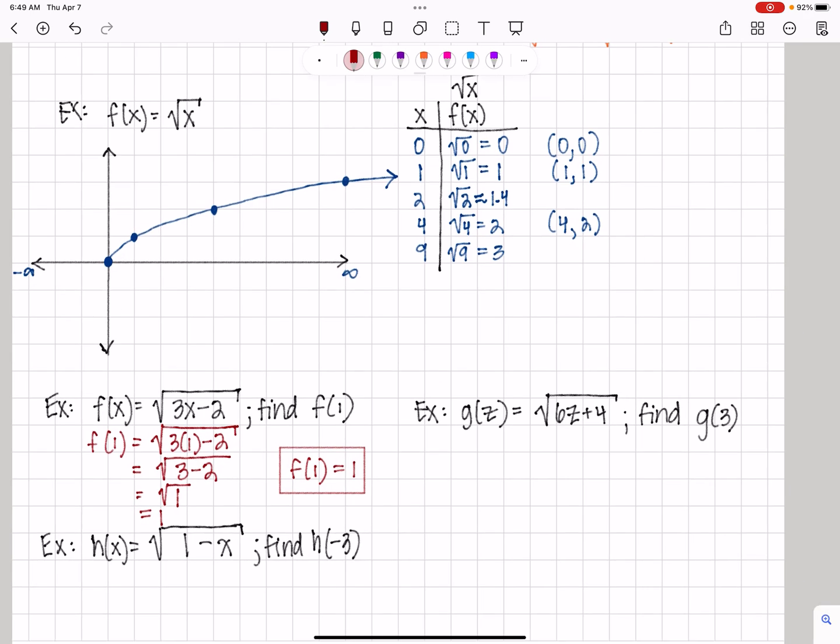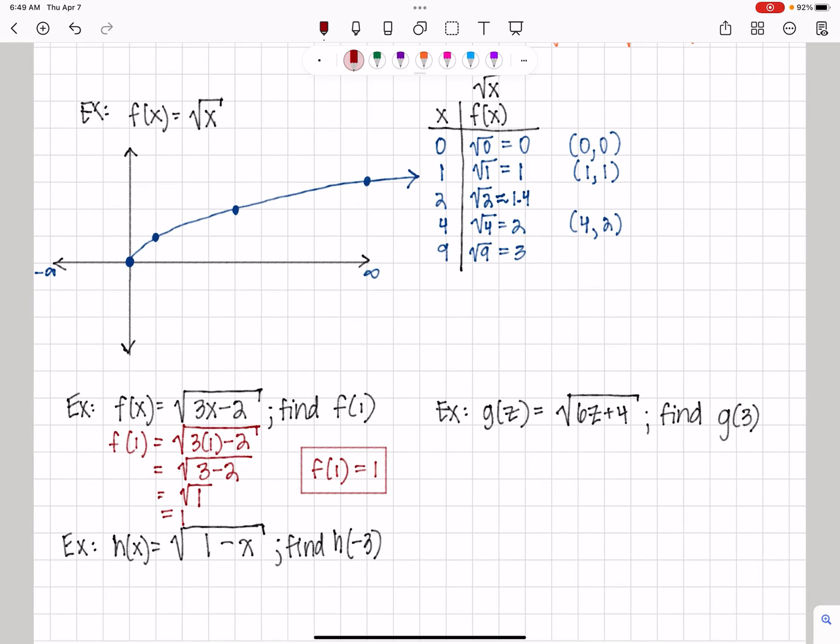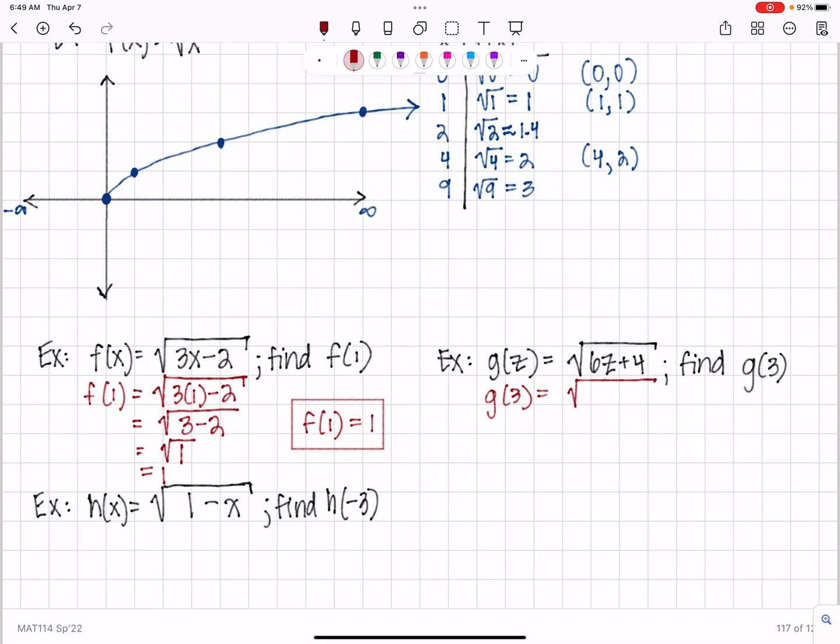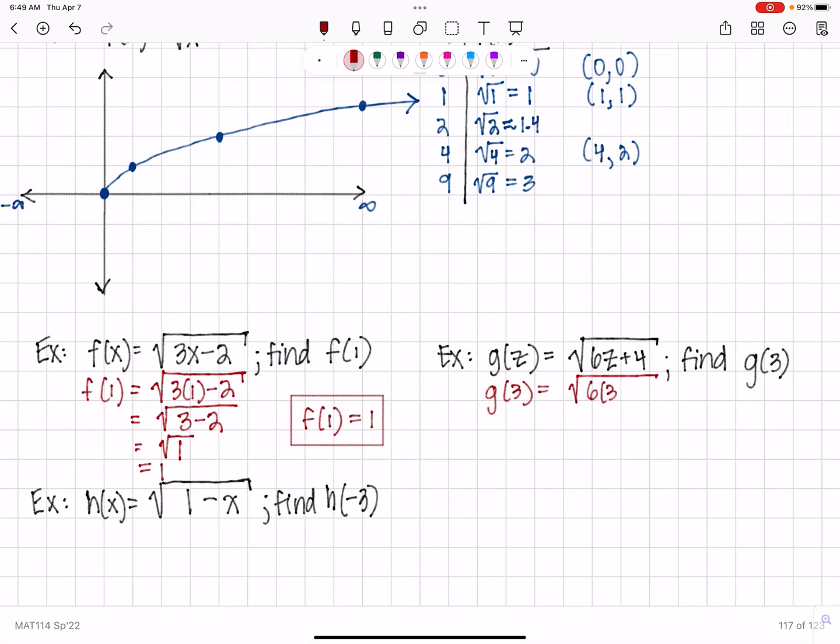Let's try another. g of z equals the square root of 6z plus 4. We want to find g of 3. So we're going to put a 3 everywhere we see a z. So instead of 6 times z, we'll have 6 times 3 plus 4. And 6 times 3 is 18. So we have 18 plus 4, and 18 plus 4 is 22. And 22 is not a perfect square, so I'm going to leave it just like that. g of 3 equals the square root of 22.